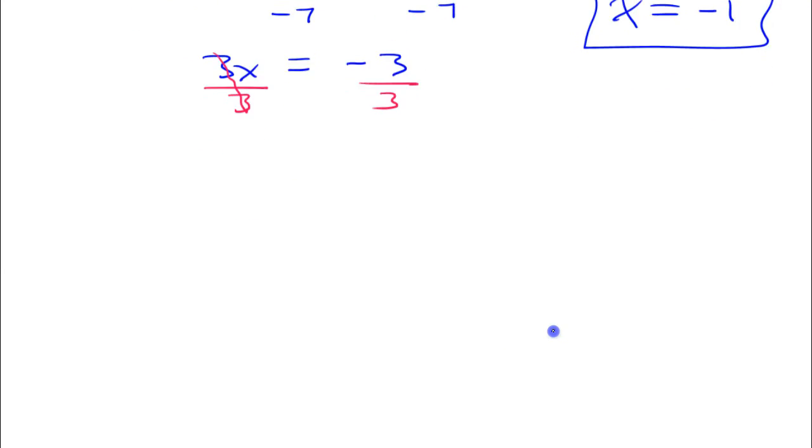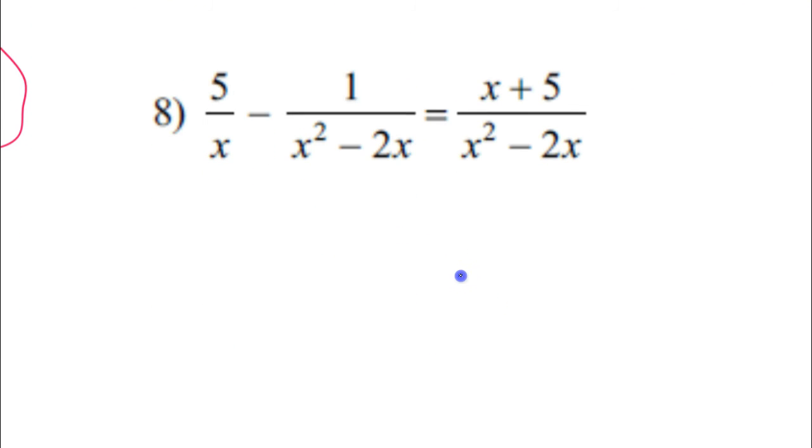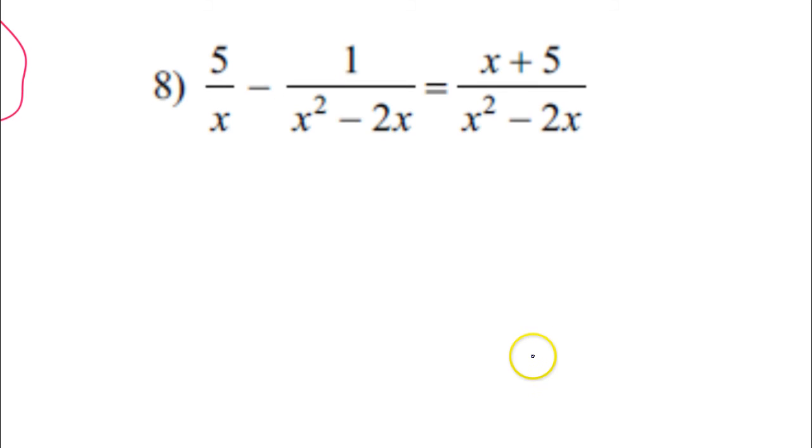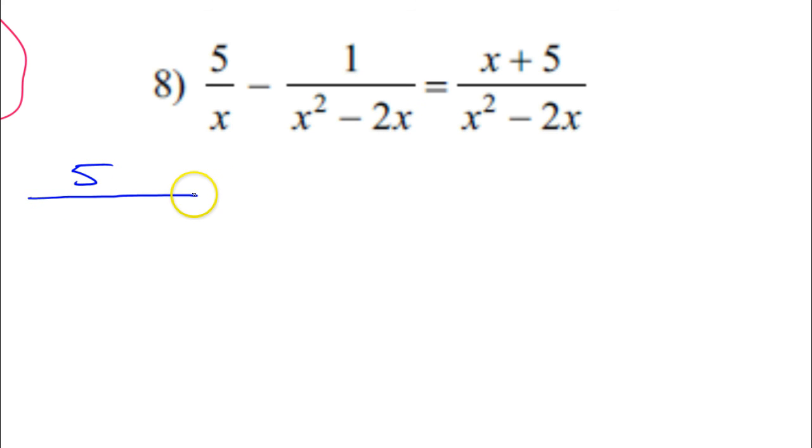Alright, 2 down, 3 to go. Let's find number 8. Okay, so factoring. This is really similar to the last problem. So I have 5 over x right there. I think I'm going to do like last time.